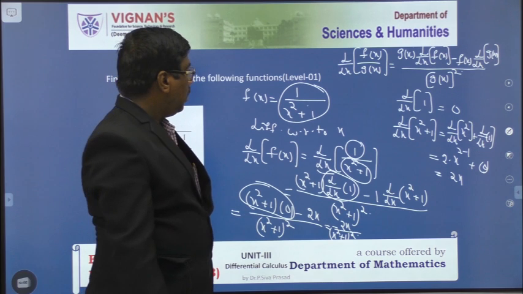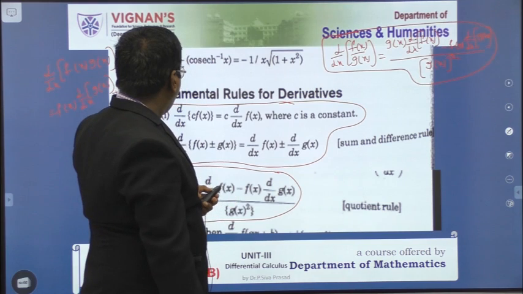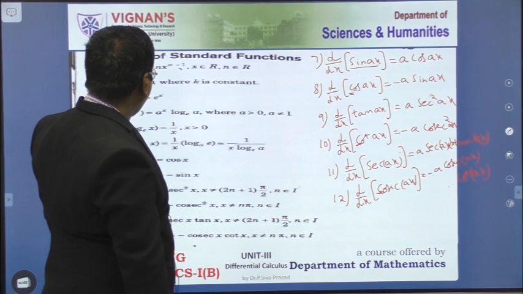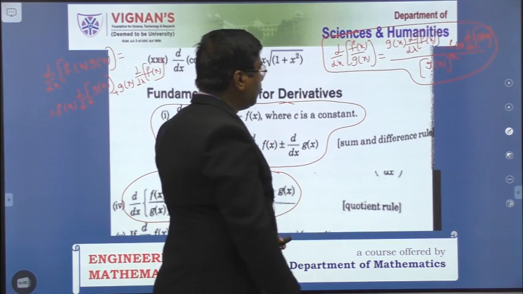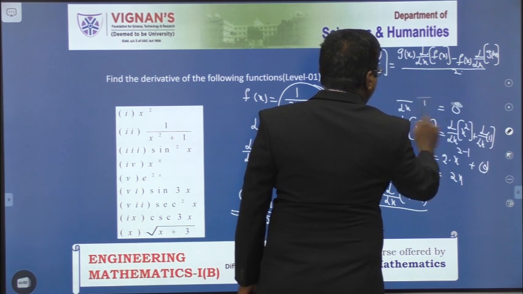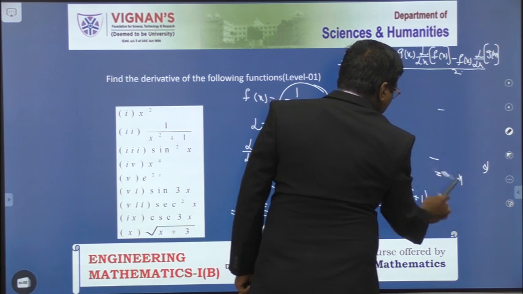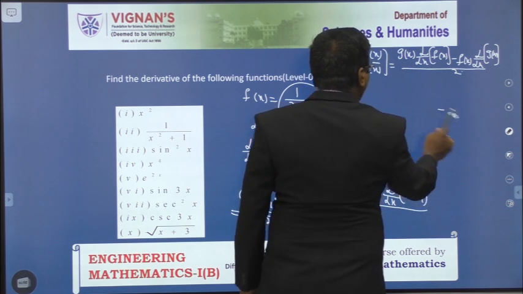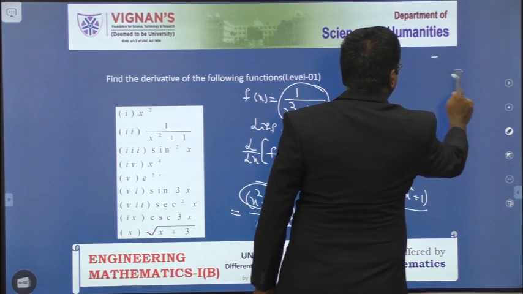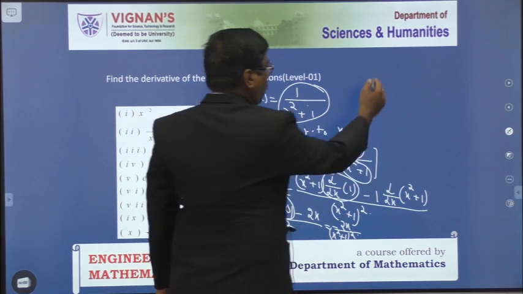The same technique I have to apply here also. What is the formula? That may be d by dx of 1 by x. It is a simple technique I have to apply as a shortcut method. So please all of you say this, d by dx of 1 by x. The same problem, we have to do by using common sense only.